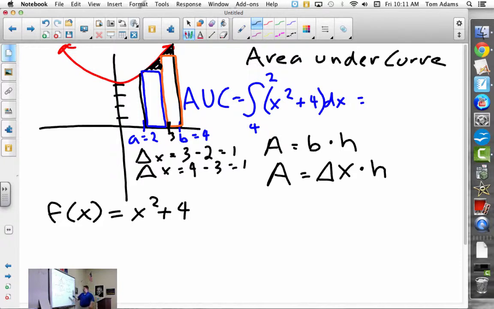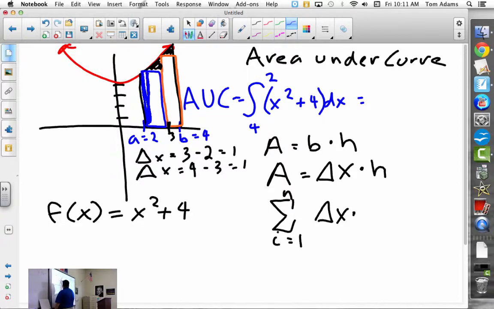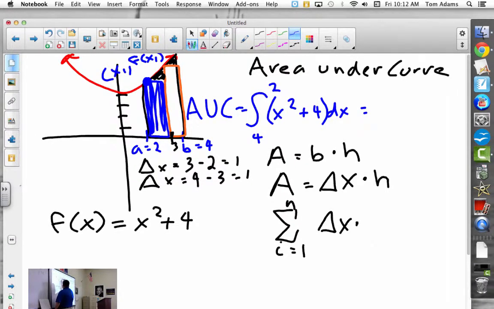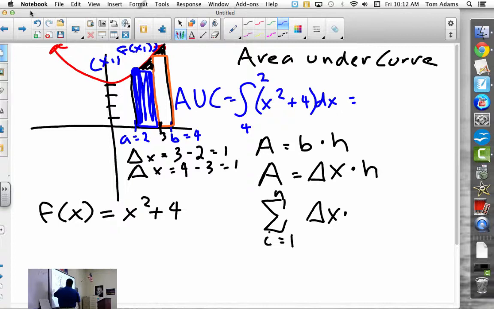I'm going to do something a little different though. Because it's more than one rectangle, right? Why don't I do something like this? And that would be delta x times the height. Now here's why I wrote it that way. How do I figure out this height here? That's right here. Isn't that like x sub 1 comma f of x sub 1? Yeah. So the height is what? The y value, right?